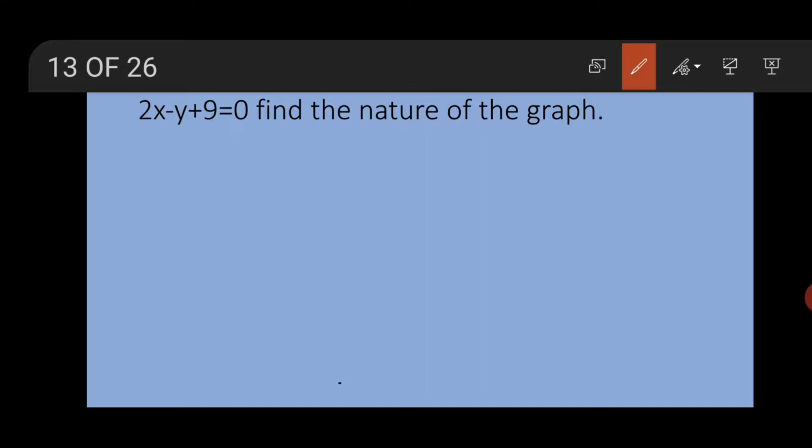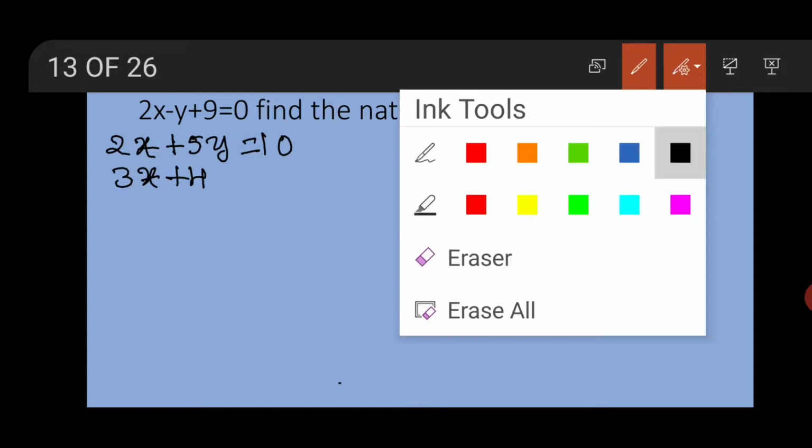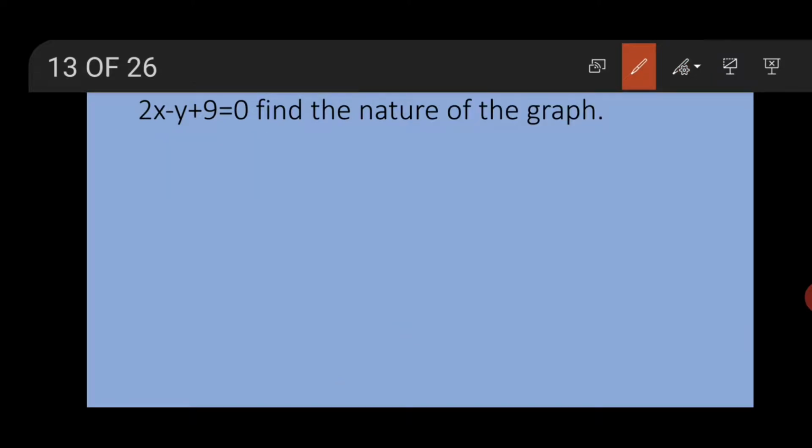So here given is 2x plus 5y is equal to 10. Then 3x plus 4y... 6x minus 3y plus 10 is equal to 0, and 2x minus y plus 9 is equal to 0.